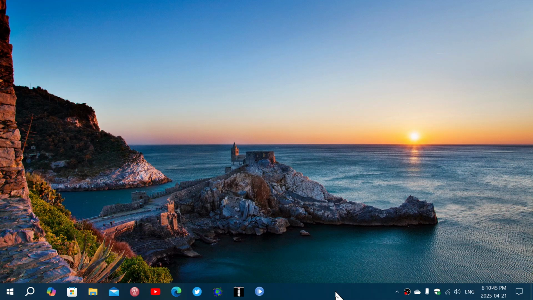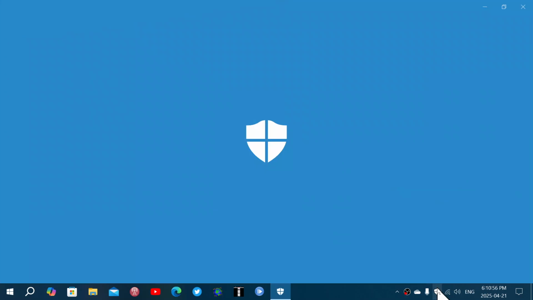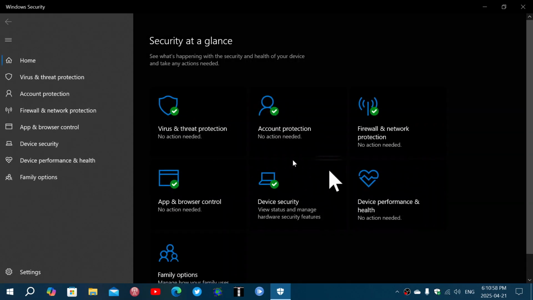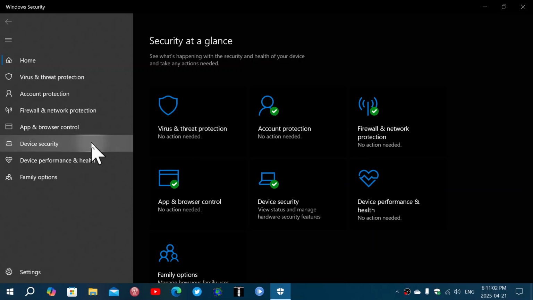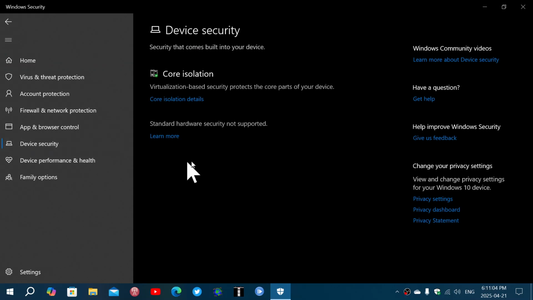Microsoft once again brings back some old stories of why Windows 11 is better than Windows 10, and it's actually accelerating the number of blog posts that they are putting out. So this time around, they're talking about TPM. For example, this old machine does not have a TPM chip. So if I go to device security, there is no standard hardware security.